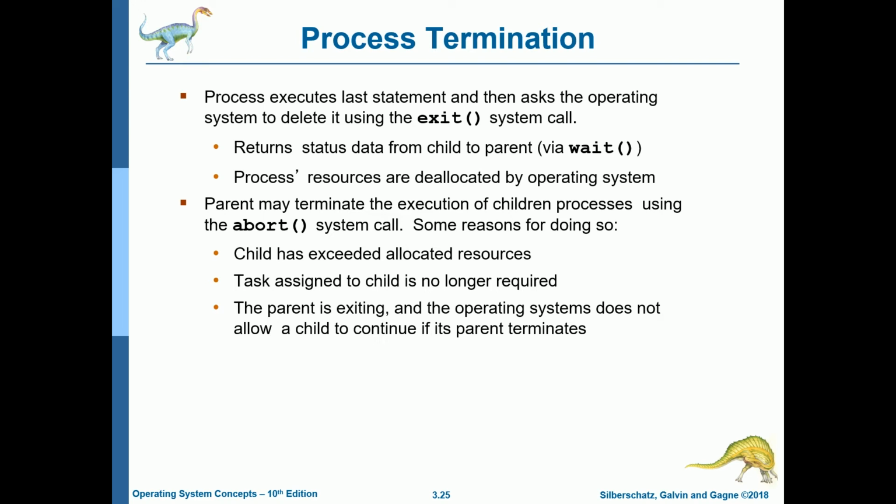A parent may terminate the execution of one of its children for a variety of reasons. One of those is the child has exceeded its usage of some resource that has been allocated. Another, the task assigned to the child is no longer required. And finally, the parent is exiting, and the operating system does not allow the child to continue if the parent terminates.